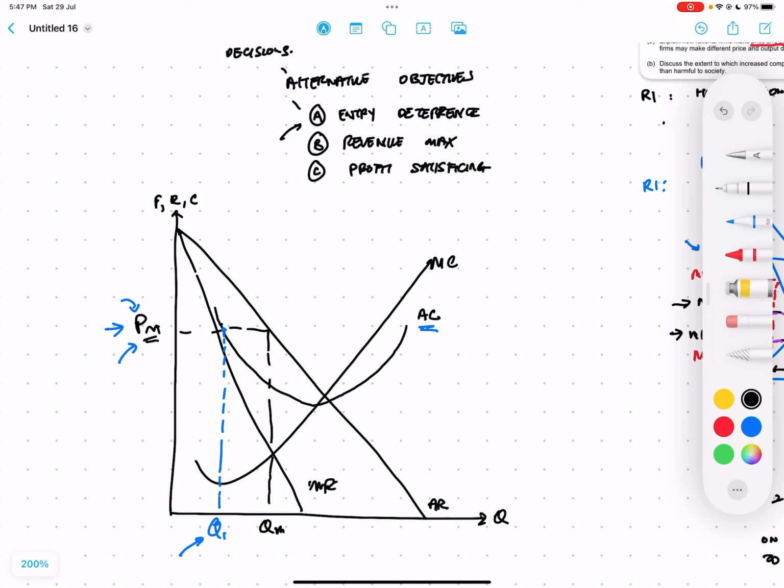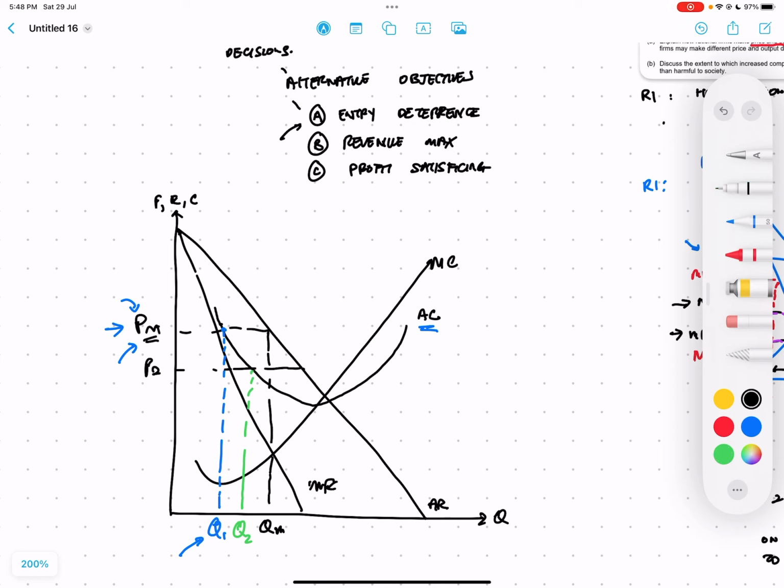So the way entry deterrence works is that you can choose to charge a price that's maybe lower. So maybe you can charge somewhere around here, maybe at P2, and this means that a firm will need to enter now at a larger scale of production. Let's call it Q2 here, right? In order for them to make normal profits and still compete with you, right?